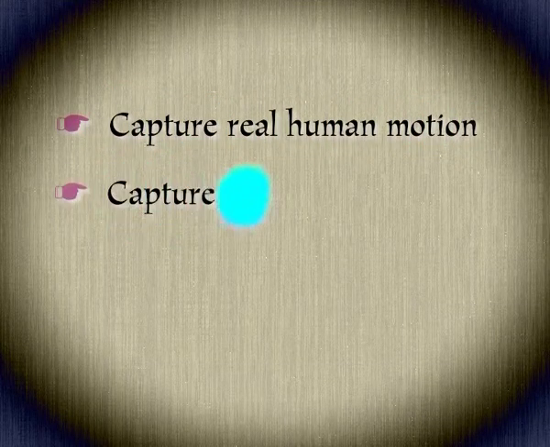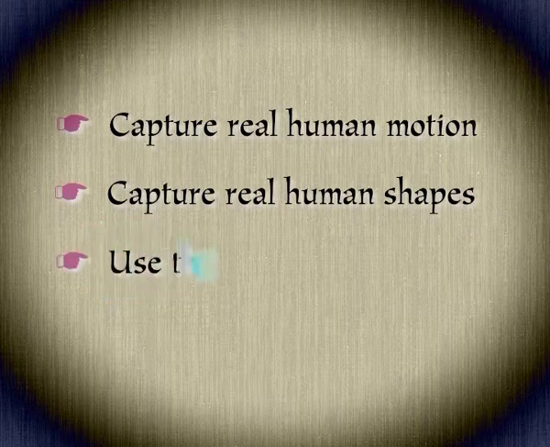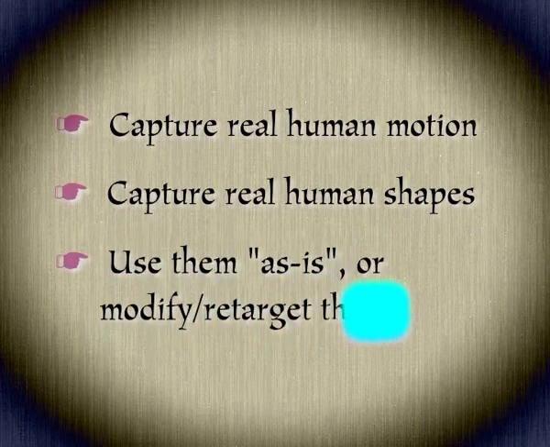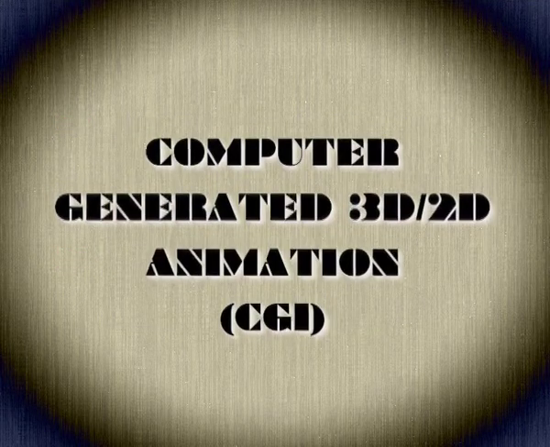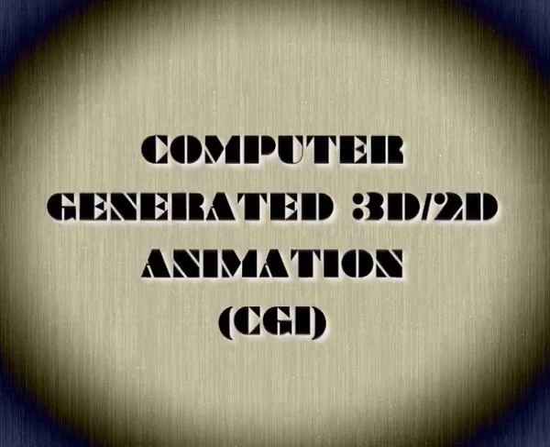Making realistic human bodies and faces and animating them manually is really hard. What could we do instead? Capture real human motion. Capture real human shapes. Use them as is or modify or retarget them. Computer-generated 3D or 2D animation.